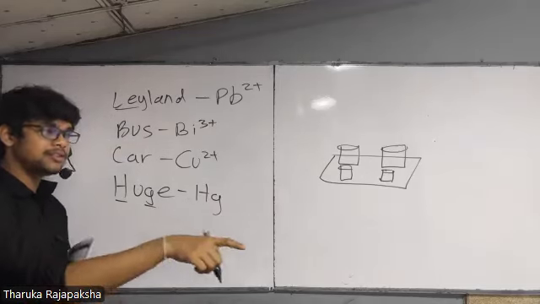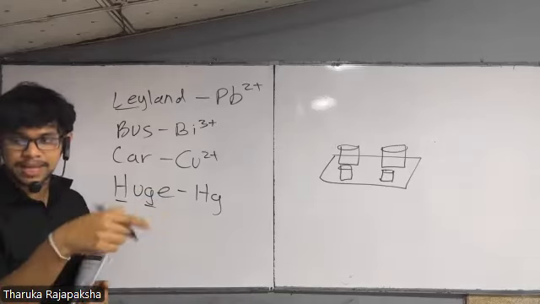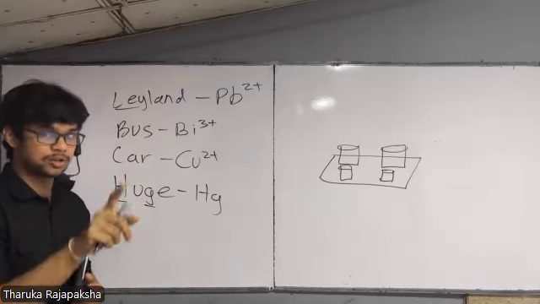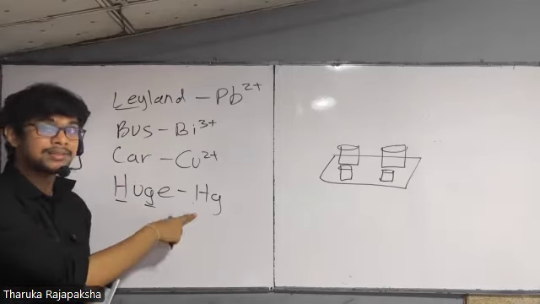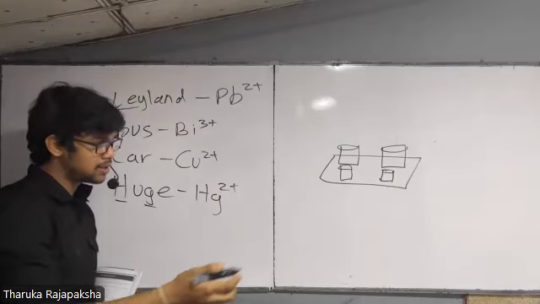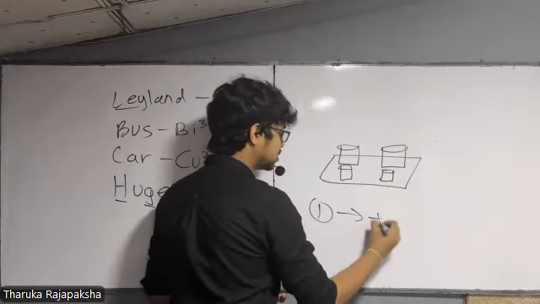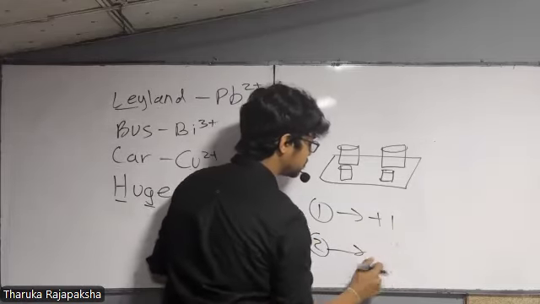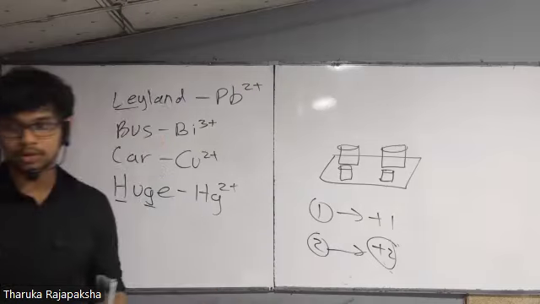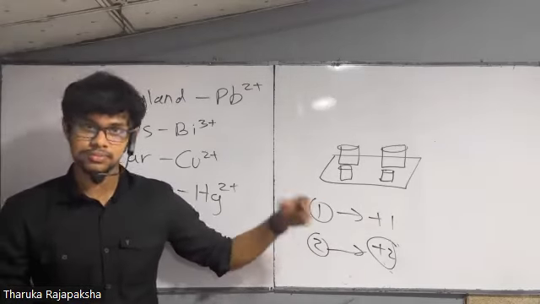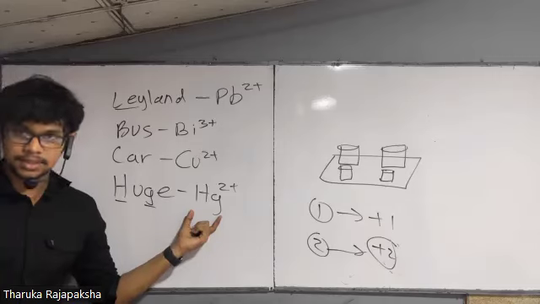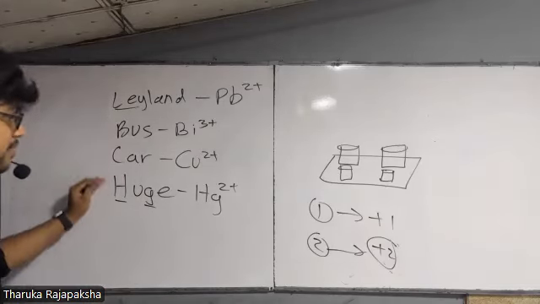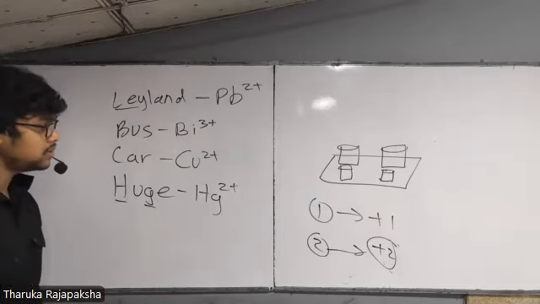Yeah, now previously also we wrote Hg, right? That was Hg plus 1 oxidation state. Don't forget, the previous one was Hg plus 1 oxidation state. This one is plus 2 oxidation state. How do you remember that? Group 1 is plus 1 oxidation state. Group 2 is plus 2 oxidation state. That's it. So Hg plus 2 oxidation state is there. So lead 2 plus, bismuth 3 plus, copper 2 plus, and mercury 2 plus is there.